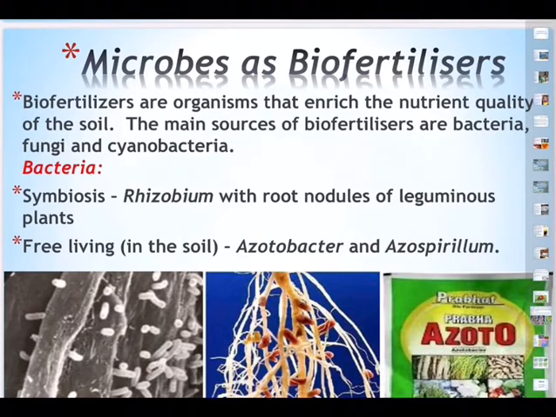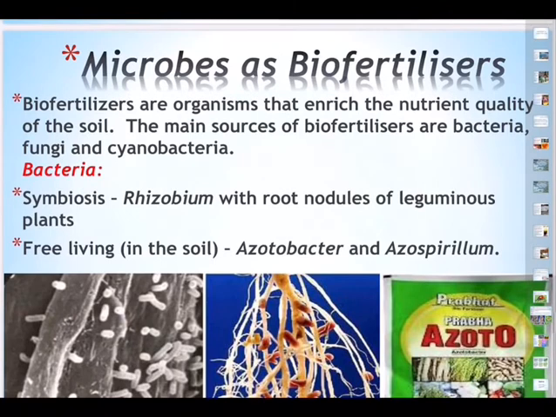Resistant varieties, crop rotation, intercropping. So biofertilizers are organisms which bring about nutrient enrichment of the soil by enhancing the availability of nutrients like nitrogen and phosphorus to the crops. So biofertilizers, you can see here, very famous Rhizobium.